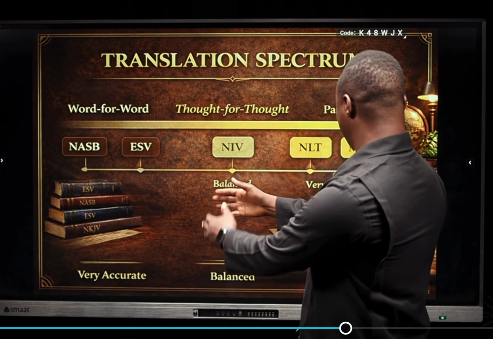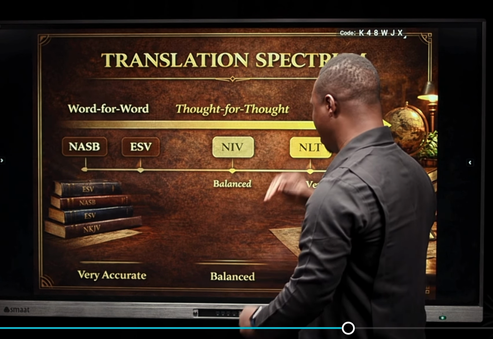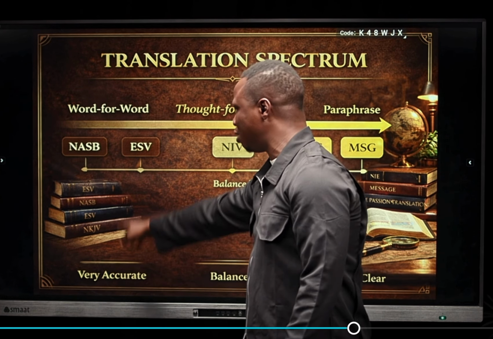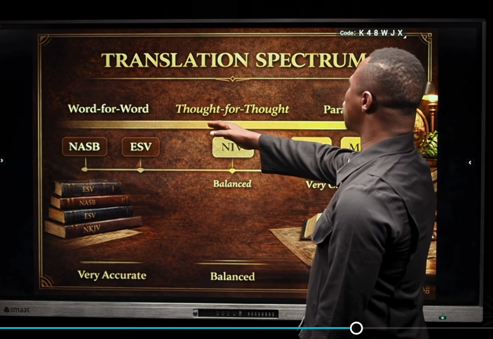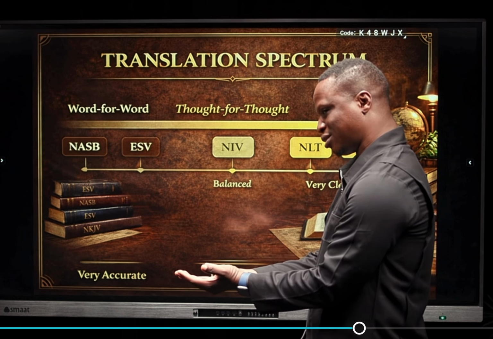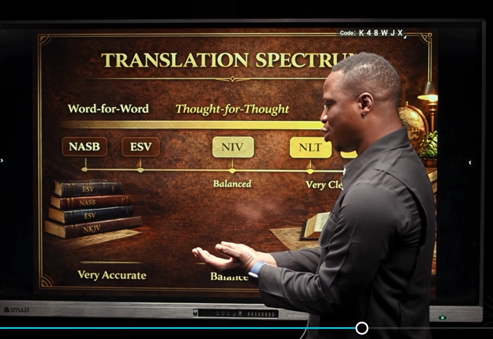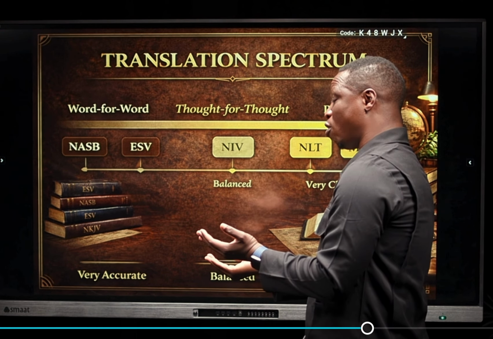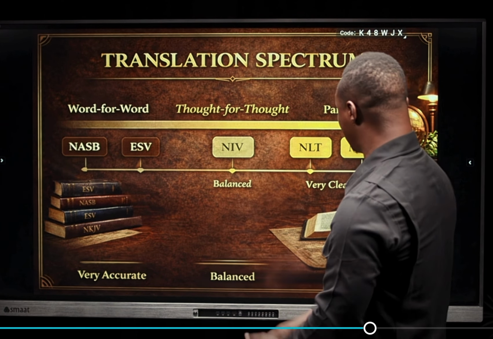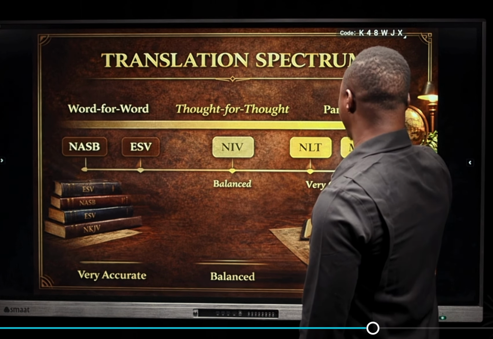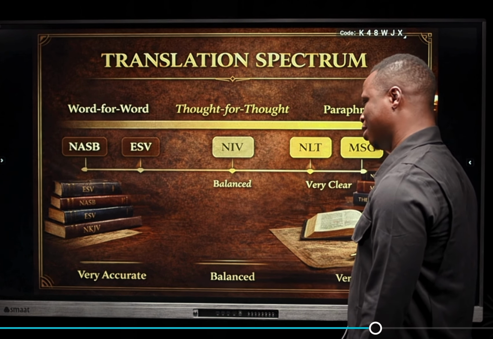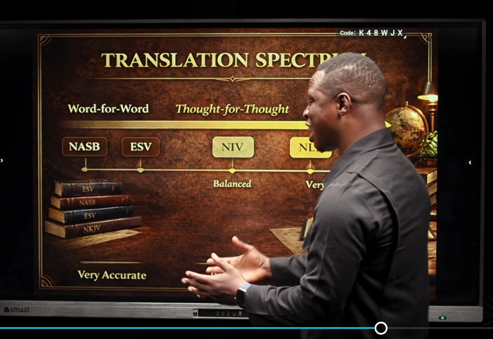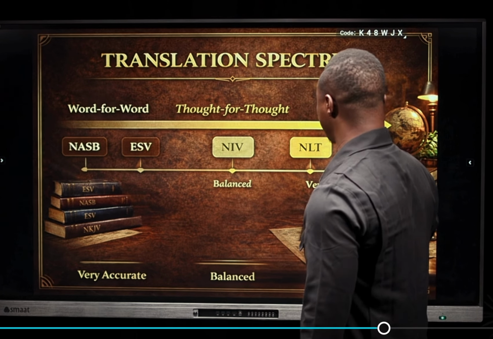All right, so this is it again. Let's look at this spectrum again. When you do the word for word, you have it very accurate. When you do the thought for thought, you have a balanced translation. It is in the middle, gives you an accurate translation, and still works with the understanding of today's English. And when you come to the Paraphrase Bible, it is very clear, but not very accurate. Clear to the reader, but not very accurate to the original words of the scriptures.